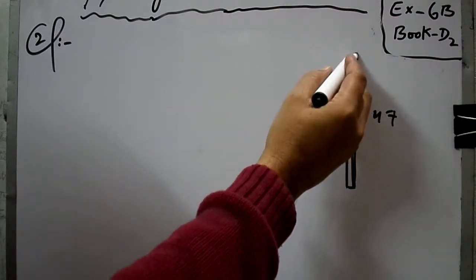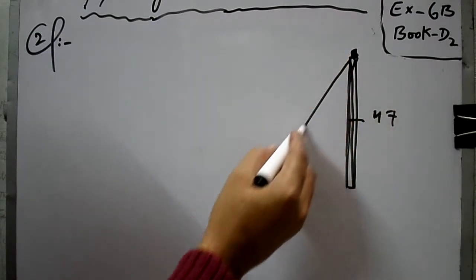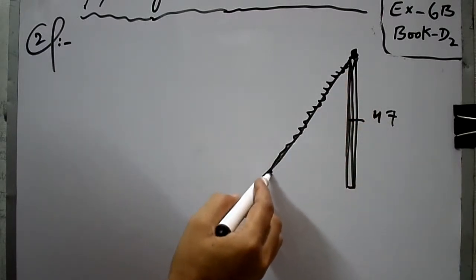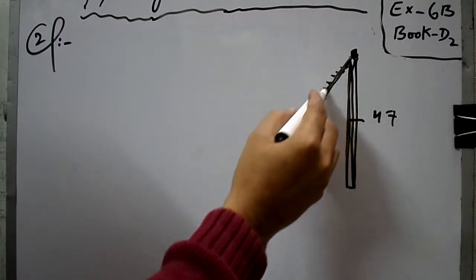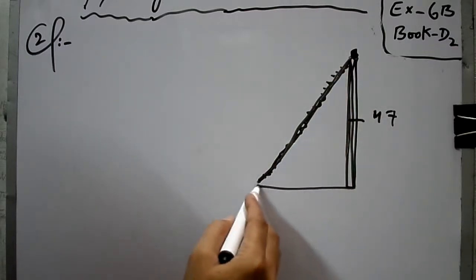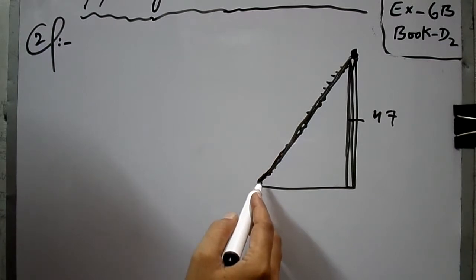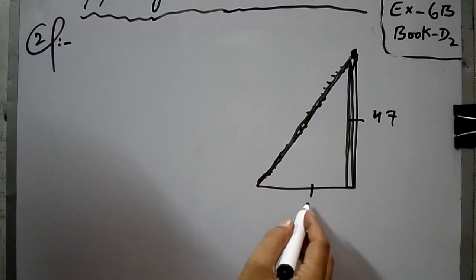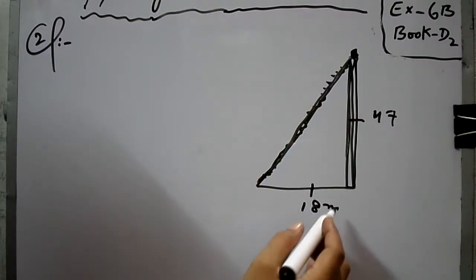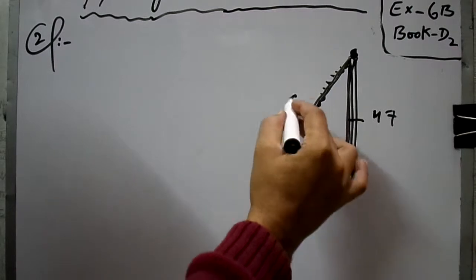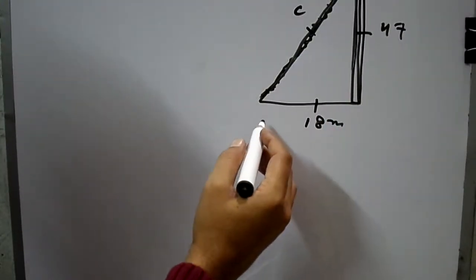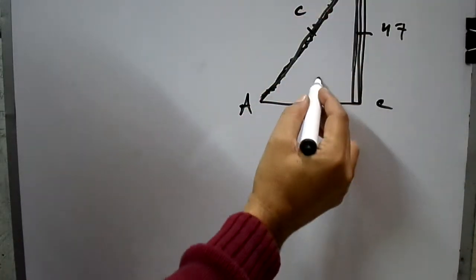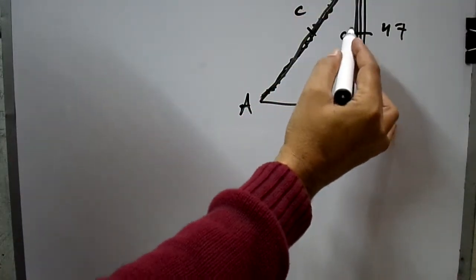It means this pole is tied with the help of wire which is like this, and in ground it is tied with the help of this wire. So this wire having a length, we have to find this value, and this side is equal to 18 meter. So the value of c, that is your c side. Similarly, by the same methodology, a, b, c, that is your c side, that is your b side, that is your base, and that is your a altitude.